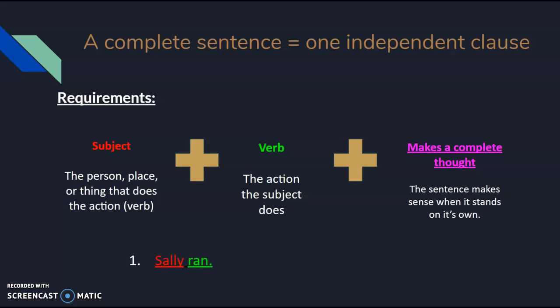So for example, we have the sentence Sally ran. Sally is the subject, ran is our verb, and it actually makes a complete thought on its own. Of course, you can add additional information like Sally ran quickly or Sally ran to the store.